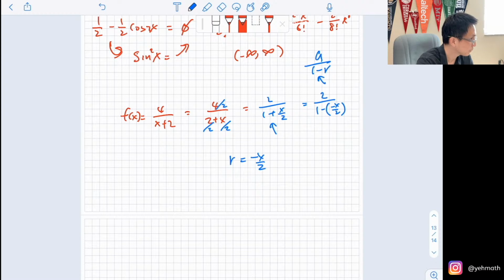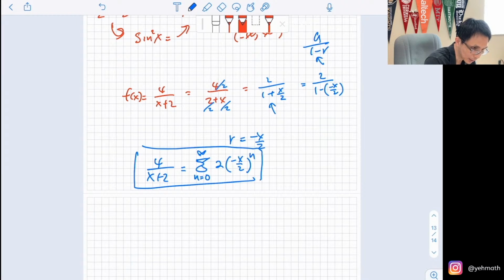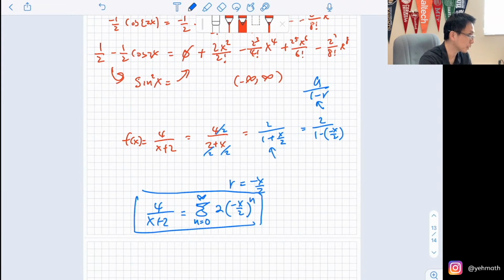Are we okay so far? Yep. Okay, so then you can represent 4 over x plus 2 as equal to, well, what's my first term? My first term is 2, so it has to be 2, right? Yeah. And what's my common ratio? Negative x over 2, right? To the n. So this can be represented using the geometric series to convert it to this.